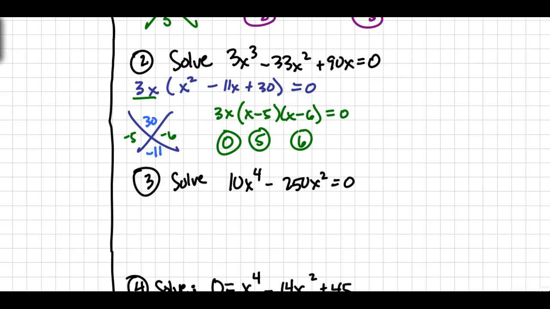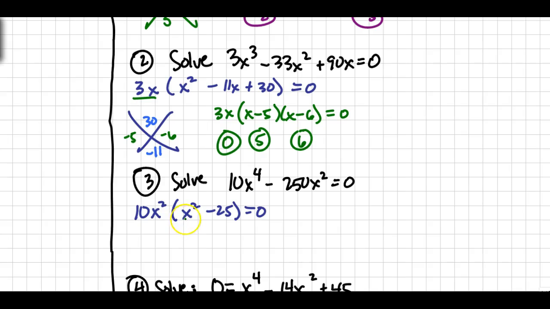One more. Look for a GCF first. They both end in the number 0, so 10 is a common factor. I've got x to the 4th and x squared, so x squared is common to both. 10x squared times what is 10x to the 4th? x squared. 10x squared times what is negative 250x squared? Negative 25.